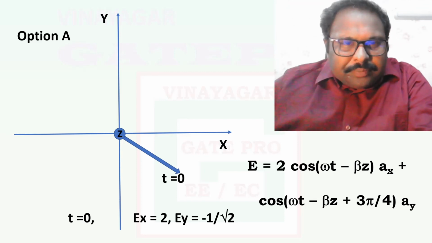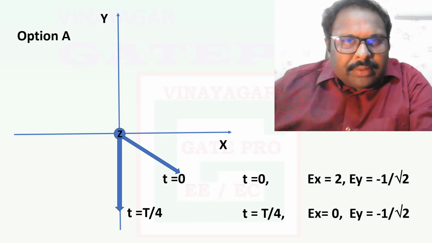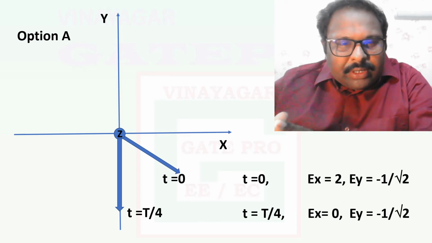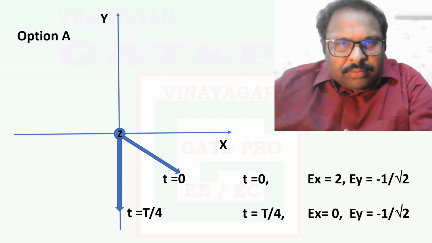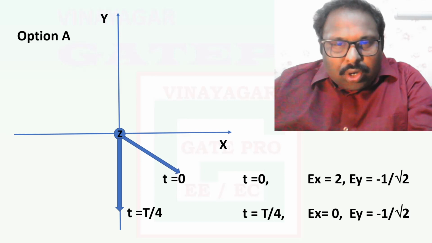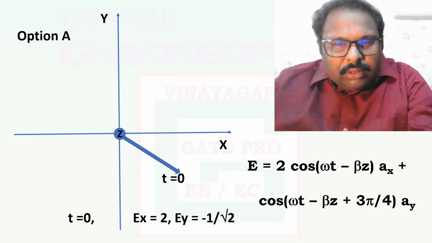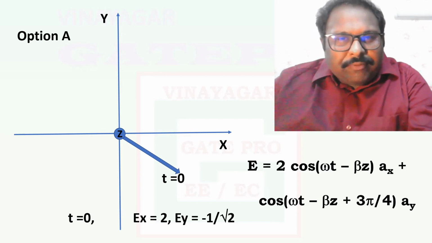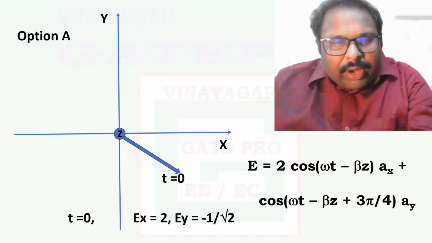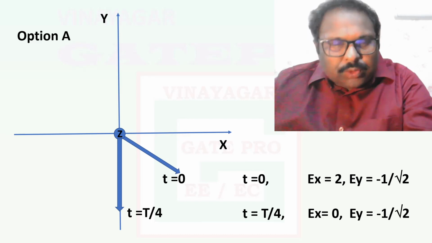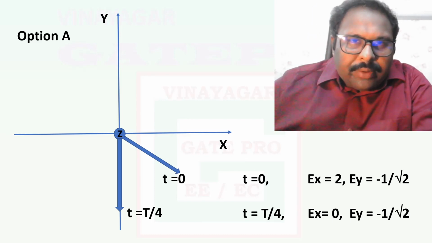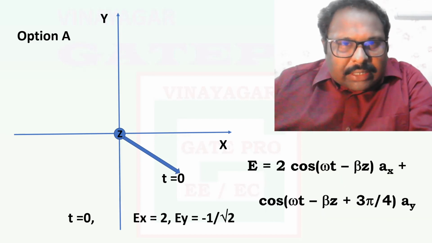With that trace, you can very clearly see in the next point, t equal to T by 4. T by 4 means omega t is 90 degrees, omega t is pi by 2. So cos pi by 2 becomes 0, and cos(pi by 2 plus 3 pi by 4) is in the third quadrant, again clearly negative. So therefore, Ex being 0, Ey being negative, it's very clearly downward. So this is the way of checking and tracing.